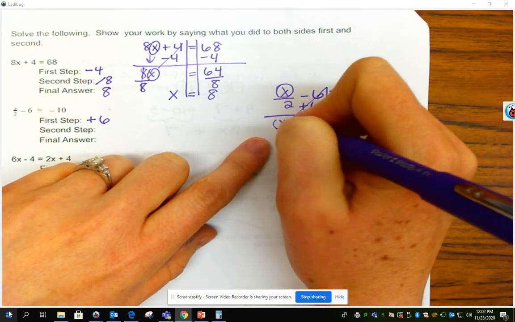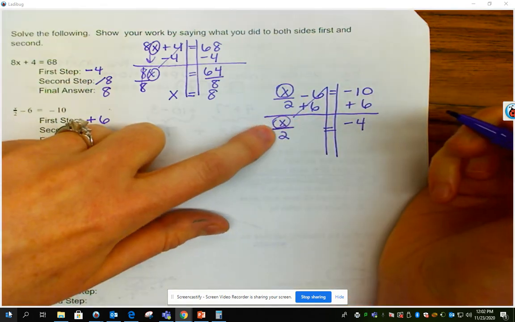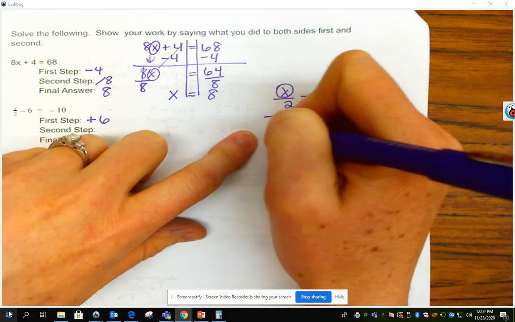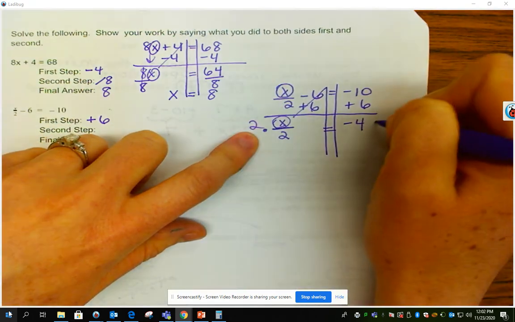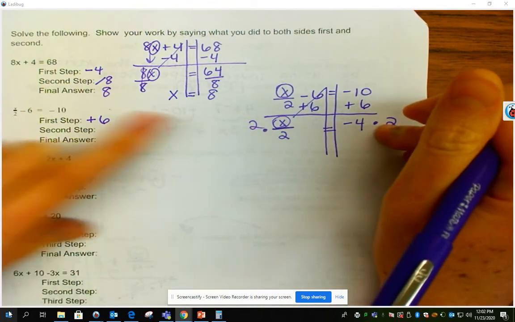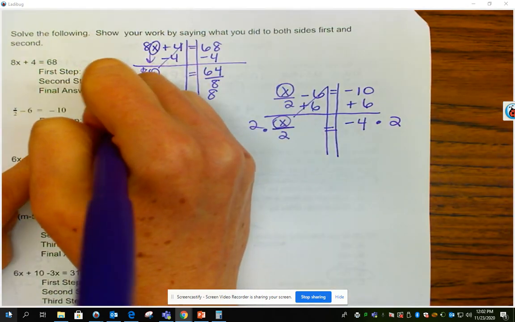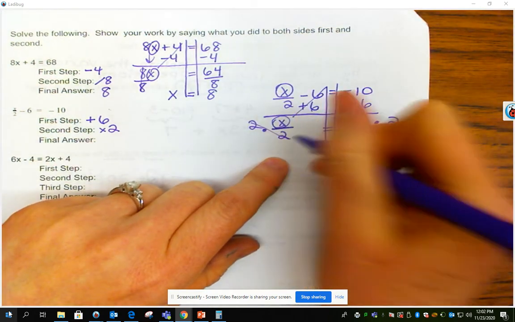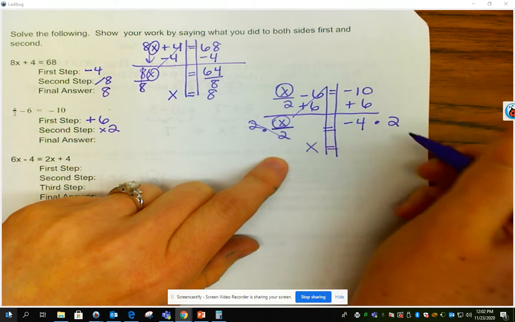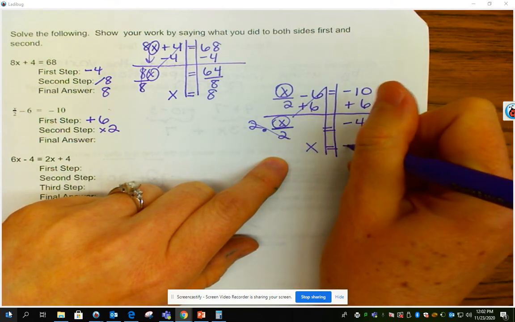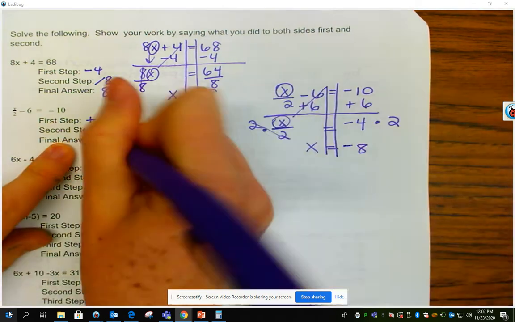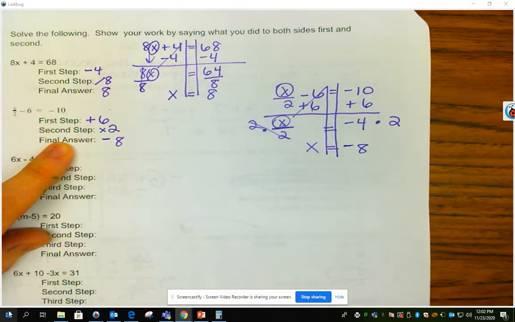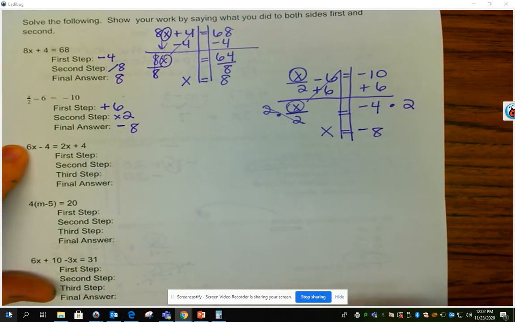Again, working on the side with the variable, x is being divided by 2. The opposite would be to multiply by 2. I just did that to both sides, so that's my second step, multiply by 2. Okay, that cancels. I have x equals negative 4 times 2 is negative 8. So my final answer will be negative 8. Okay, let's try the next one.